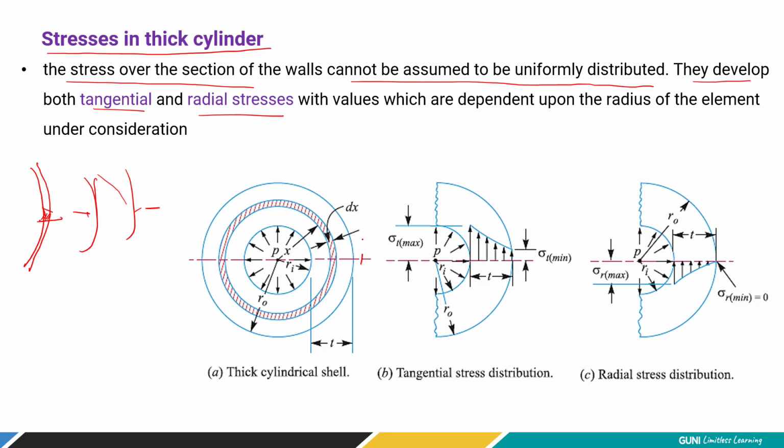Tangential means in this direction. Second is radial, means this direction, with values which depend upon the radius of the element under consideration. So this statement tries to describe the two types of stresses which are going to be induced in a thick cylinder. One is tangential, which again depends on the shell thickness, and also the radial stresses.